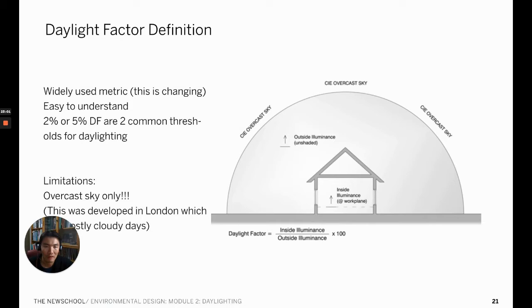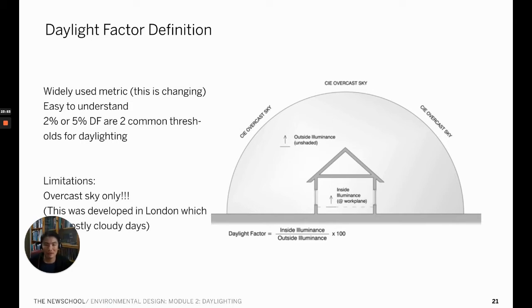In the past, the metric of daylight factor was widely used. The daylight factor is the ratio of illumination between indoor and outdoor. A room with a daylight factor of 5% is considered to be well lit. A daylight factor of 2% is also widely used as a threshold for offices or classrooms with supplementary lighting to be installed.